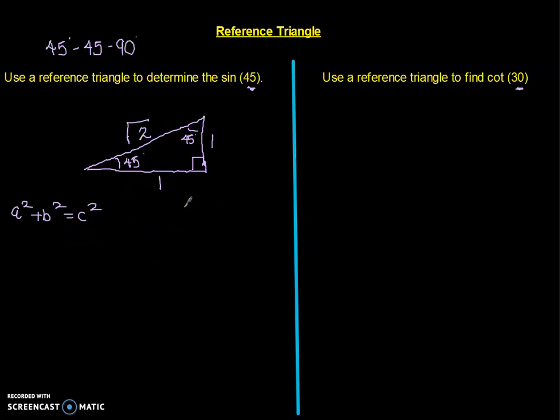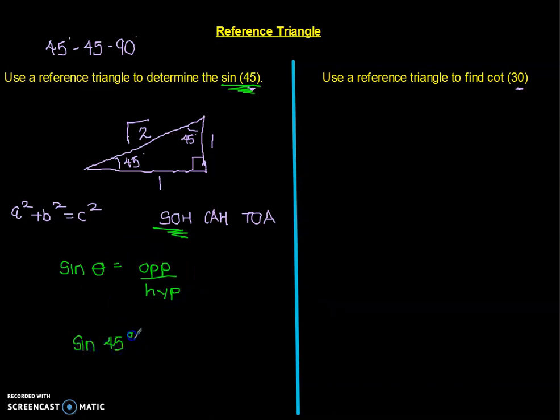There's only two things you can really use when you're solving right triangles: either the Pythagorean theorem when you're given 2 out of the 3 sides, or SOHCAHTOA when you're given sides and angles. Now in this case, since I'm finding the sine of 45 degrees, I'm going to use SOH, meaning sine of theta equals opposite over hypotenuse. So I'm looking for the sine of 45 degrees. There's two 45 degrees. Which one do I use?